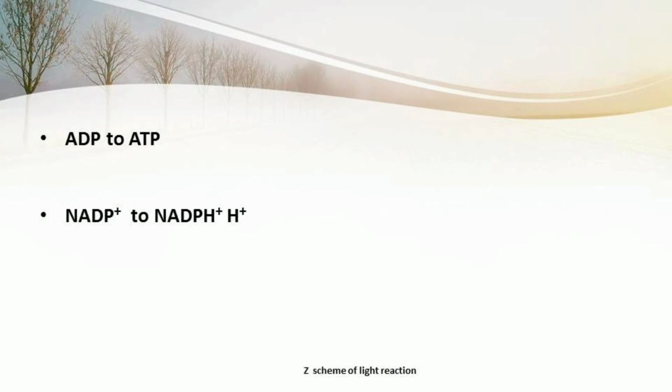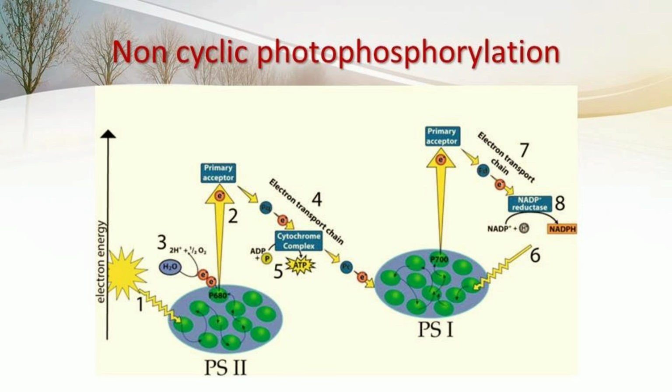So why are we saying this is non-cyclic photophosphorylation? Photophosphorylation we already know, because the phosphate in ADP is converted into ATP in the presence of light. We said it as photophosphorylation. Why are we calling it non-cyclic?